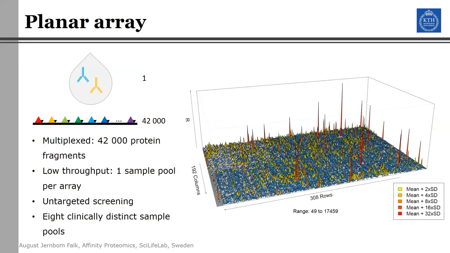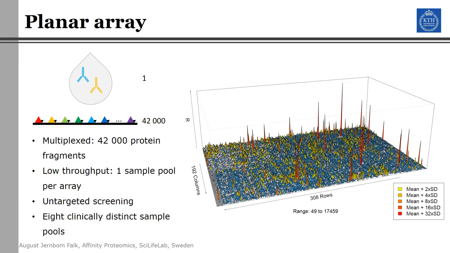So starting off, we wanted to perform a broad screening to explore the autoimmune landscape within this cohort. Doing that, we used the 42K arrays that Ronald presented. And as he also mentioned, they have a quite low throughput with only one sample or sample pool per array. And we can't use 473 planar arrays for this work, so we construct sample pools to provide a broad representation of the cohort. In this case, our collaborators chose sets of four individuals, eight sets, that were clinically distinct from each other to provide a broad representation of the cohort.